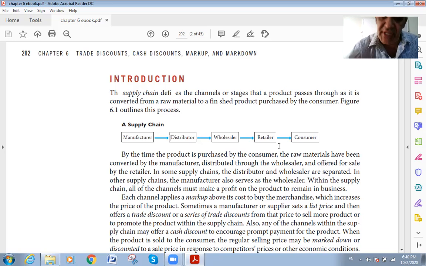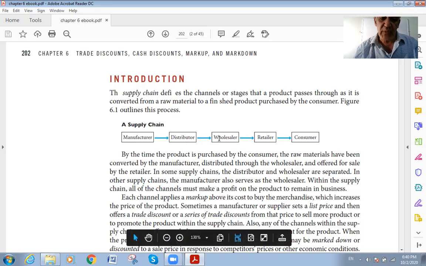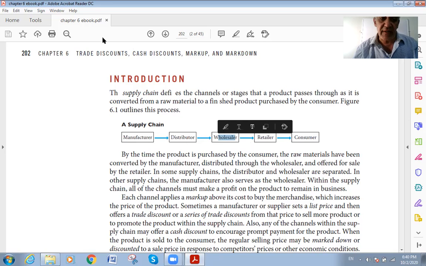In each transaction, the manufacturer will give the distributor a trade discount. And the distributor will give the wholesaler a trade discount. And the wholesaler will give the retailer a trade discount. And the retailer will give the consumer trade discounts. You can notice when you go to buy sunglasses, the seller will tell you, if you take it now, I will give you 20%. So if it's $10, you will take it for only $8. That is because of the discount.